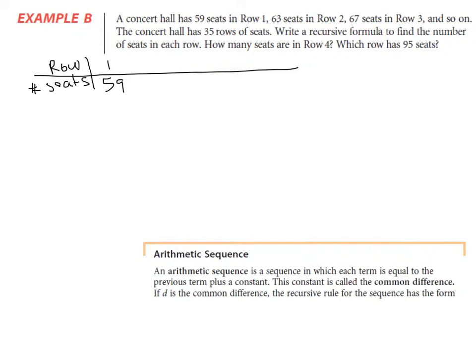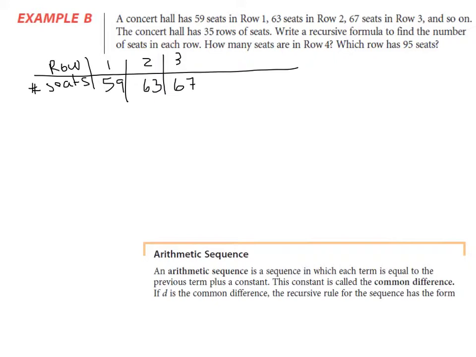Row 2 had 63. And 67 seats in row 3. Okay. And so on. And we've got up to 35 rows of seats. Okay. So the first thing we are asked to do is to write a recursive formula.